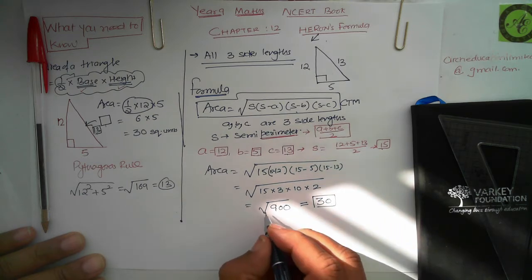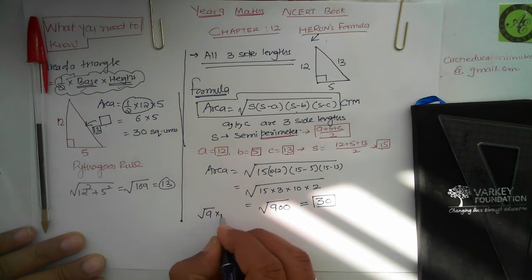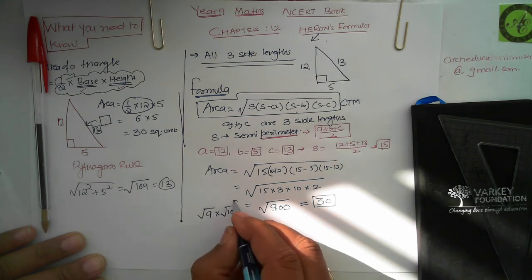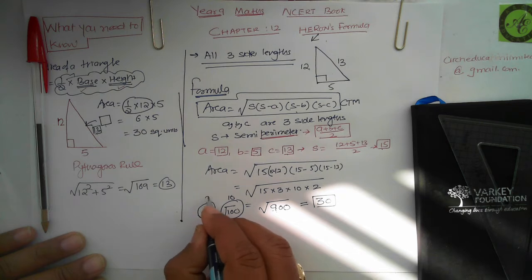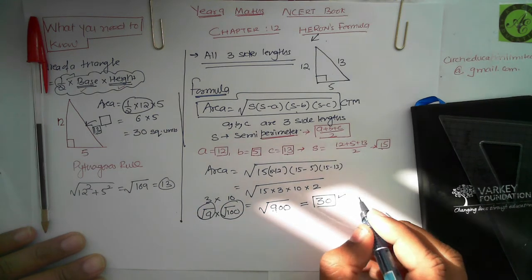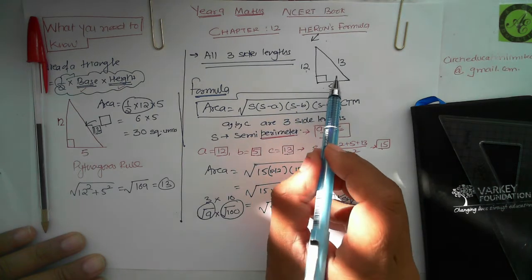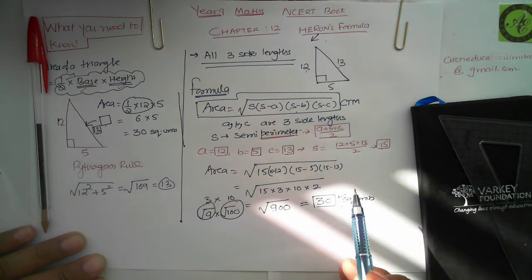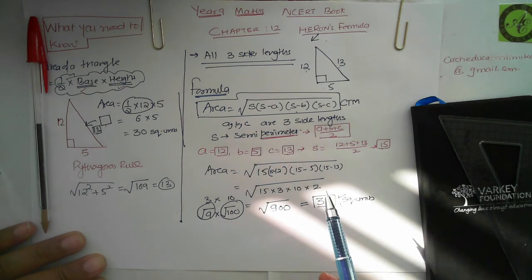The square root of 900, you can write as square root of 9 times square root of 100. Factorize this number: this is a square number, so that's a 10, and this is a square number as well, that's a 3. 3 times 10 is 30 square units. If this was given in centimeters, the answer would have been centimeters square. If it was given in meters, the answer would have been meters square. That's how we use Heron's formula in finding the area of a triangle when the three sides are given.